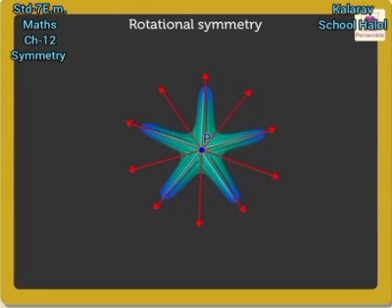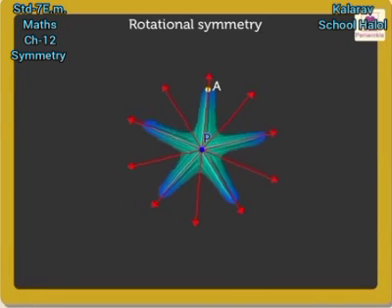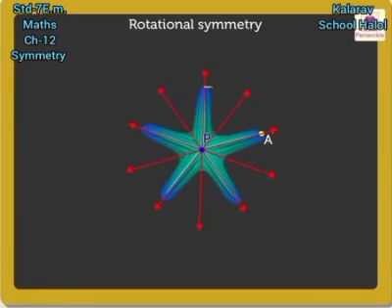Now look at the point A. When the starfish is turned to the right through point A to another point, it still looks the same. This type of turning or rotation of a figure is called rotational symmetry.